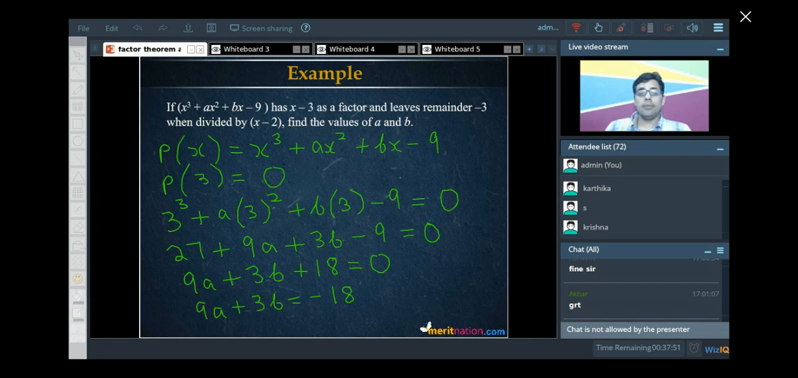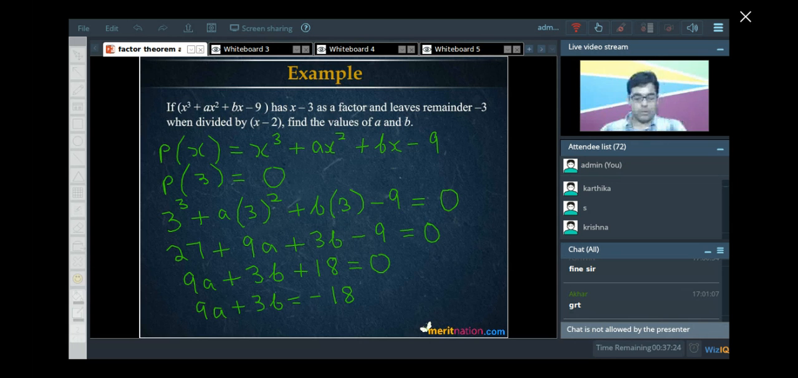Again repeating this, if the polynomial x cube plus ax square plus bx minus 9 has x minus 3 as a factor, then we will have p of 3 becomes 0. By putting here the value of x, it is coming out to be 3 cube plus a multiplies 3 square, and then plus b multiplies 3 minus 9, it is coming as 0.